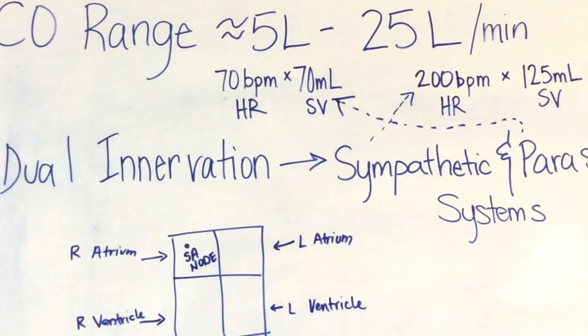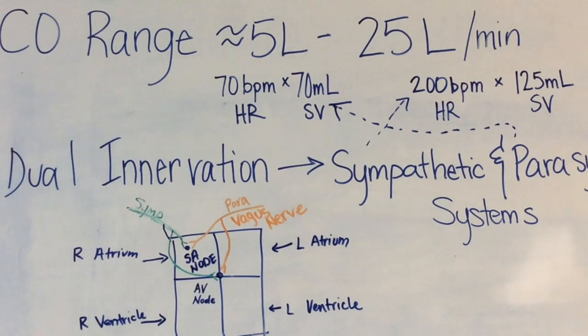Both the sympathetic and parasympathetic systems innervate the SA node. Both synapse on the SA node and the AV node. The sympathetic system can cause an increase in depolarization of the SA node, thereby increasing the heart rate. The parasympathetic system, through the vagus nerve, also innervates the SA and AV node.